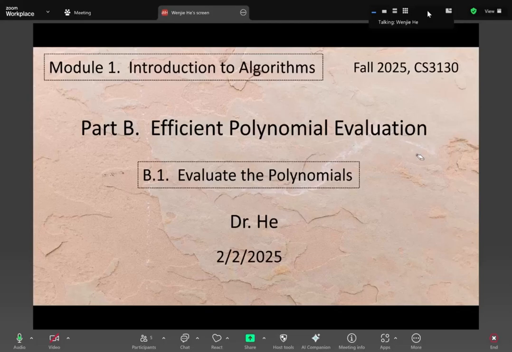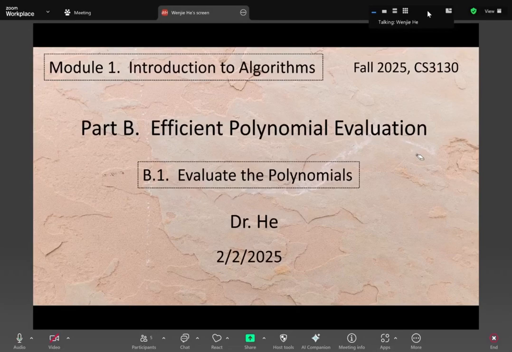New topic today, part B, efficient polynomial evaluation. After 2 lectures this weekend, we are going to have our first quiz, our first assignment in quiz format, a Canvas quiz. I plan to post it on Friday. The coverage material is the first 2 weeks, Part A, 1 topic.